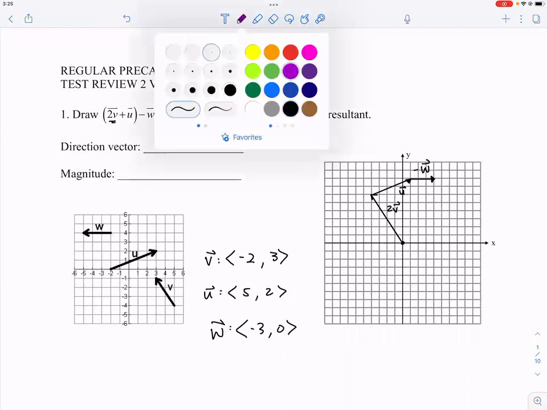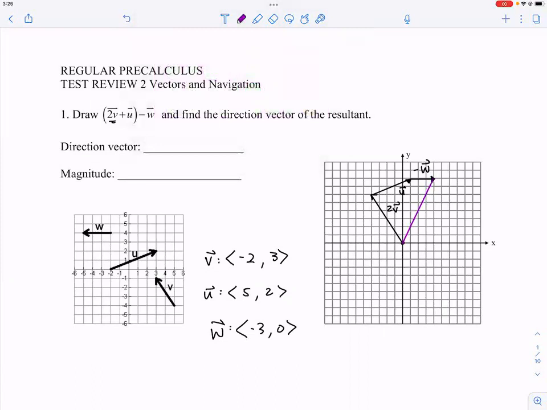So from here, I am going to draw my resultant vector. And I would say my resultant vector is moving how many units? 1, 2, 3, 4 units to the right. And then how many units up? 1, 2, 3, 4, 5, 6, 7, 8, 8 units up.